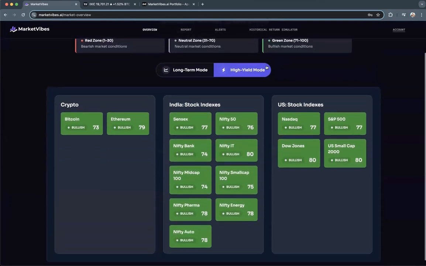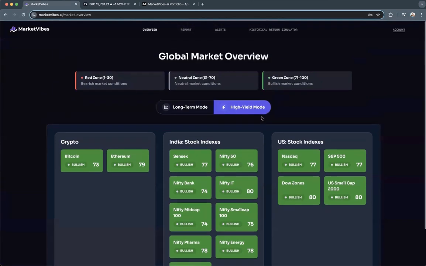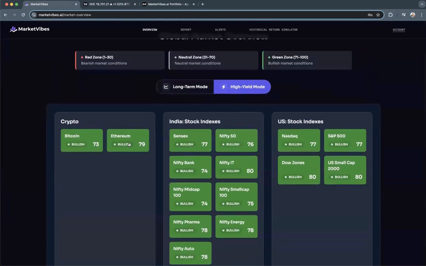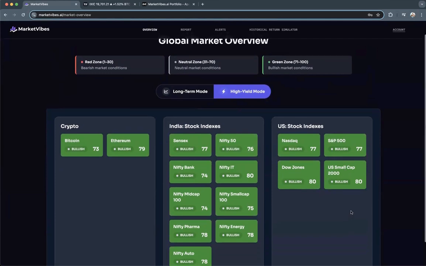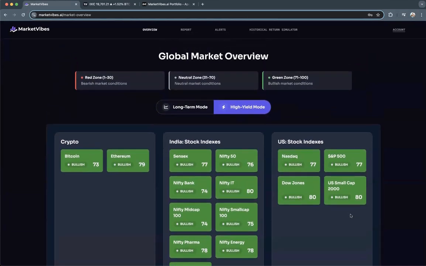What I would normally do is come to this page and see whether I'm seeing green or red. If I'm seeing green and you're already invested in something, there's nothing to do. For example, I'm invested in Bitcoin and Ethereum, US small cap, and Dow Jones. These are the four things that I'm invested in. Right now, because it's showing green, I'm going to do nothing. Unless I want to add more money, I'll just buy that index. But right now, because everything is green and I'm already invested, I'm doing nothing.